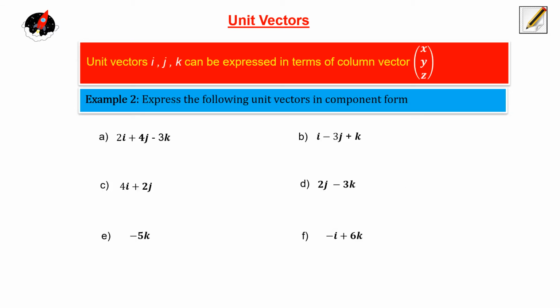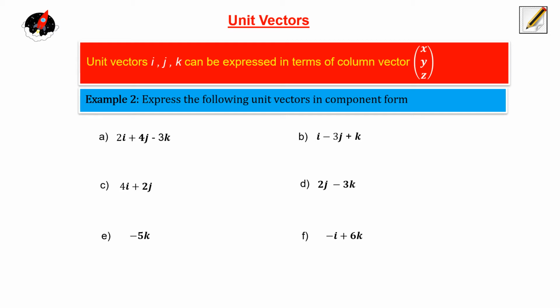Okay, in the last slide we expressed column vectors in terms of unit vectors i, j and k, but we can do the opposite thing as well. So this time we're going to look at the unit vectors expressed in terms of i, j and k and changing them back to column vectors.